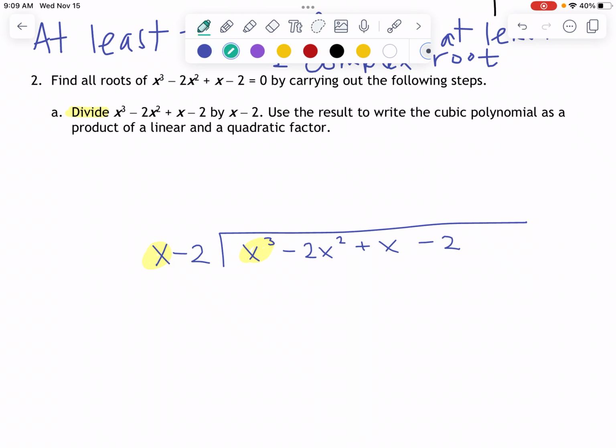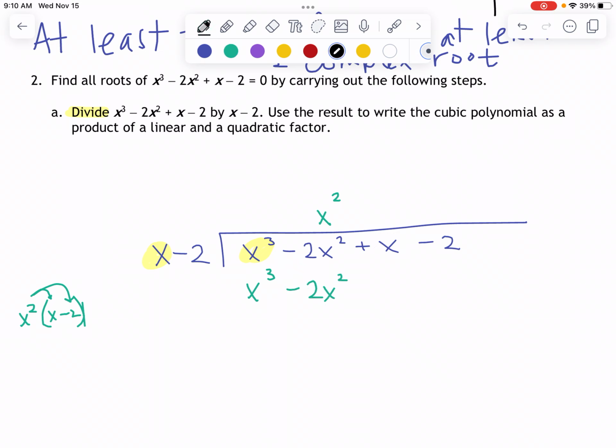And I'm going to ask myself, x times what gets me x cubed? And I know that x times x squared gets me x cubed. So I'm going to write an x squared up at the top. Notice that I'm lining this up so that my x squareds are in line with each other vertically. All right, so now I'll do a little side work here. I put x squared up top, and I'm dividing by x minus 2. So if I multiply those, I distribute throughout, I get x cubed minus 2x squared.